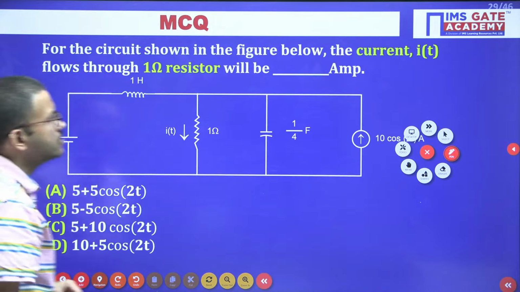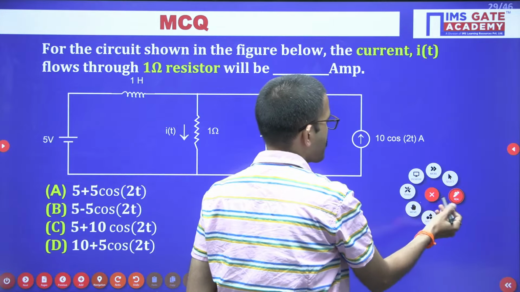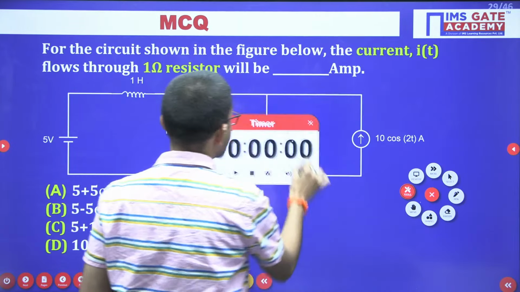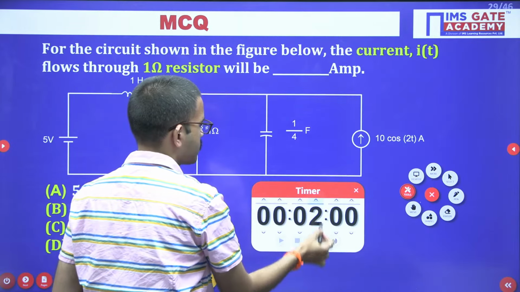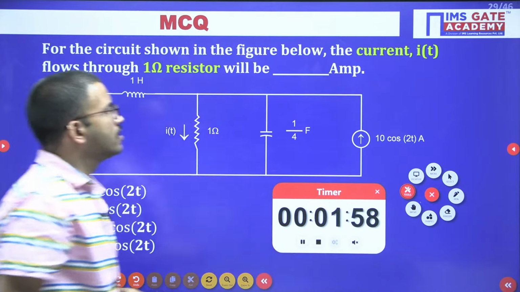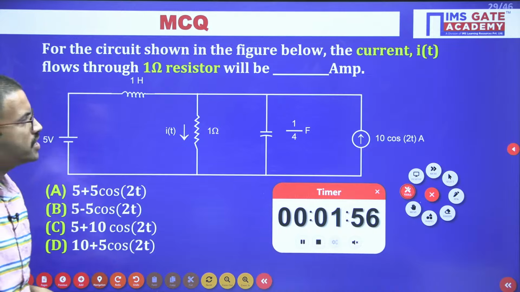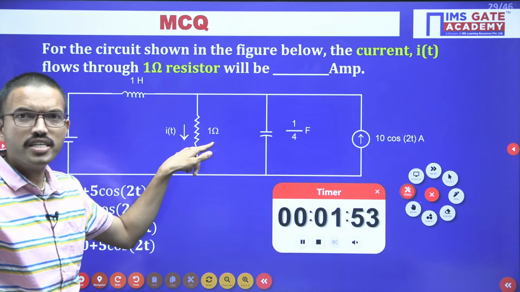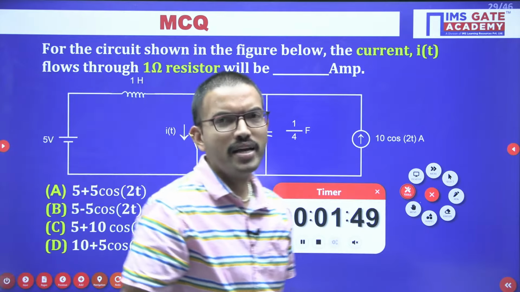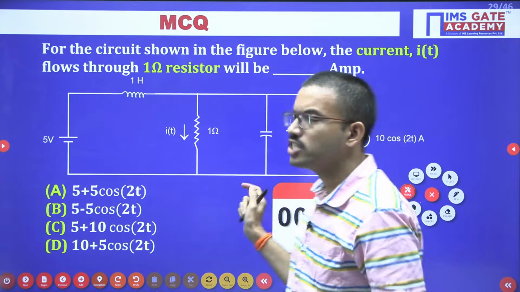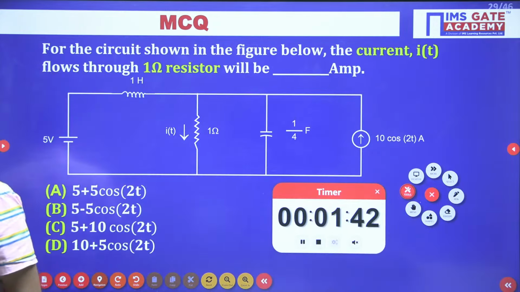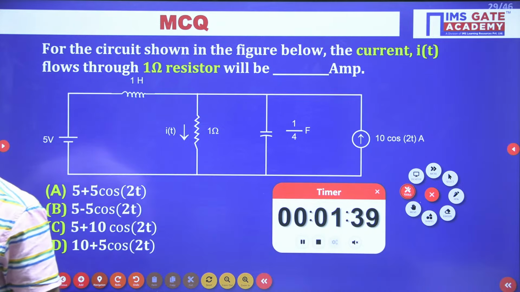Now let us see the next question. In this question, you are having a 1 ohm resistor here. In this branch, how much current is flowing? That you have to calculate. So can you mention, for solving this question, which theorem we have to apply? All of you just observe the circuit diagram and guess which theorem we can apply.